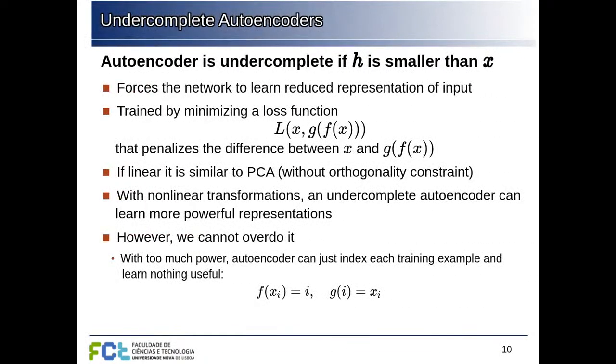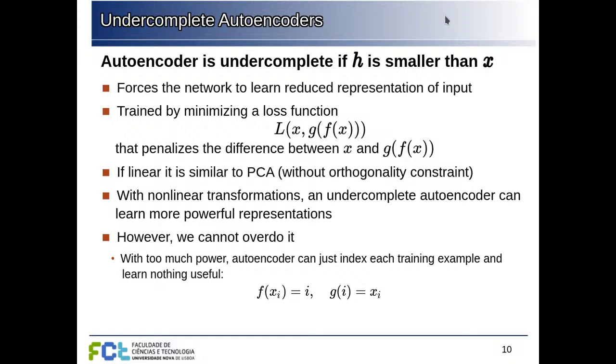Perhaps the easiest one to understand intuitively is the undercomplete autoencoder. An autoencoder is undercomplete if that hidden representation we are interested in, this H, this would be the vector of activations of the neurons inside the autoencoder in that layer that we are interested in extracting, if the dimension of this vector is smaller than the input vector.